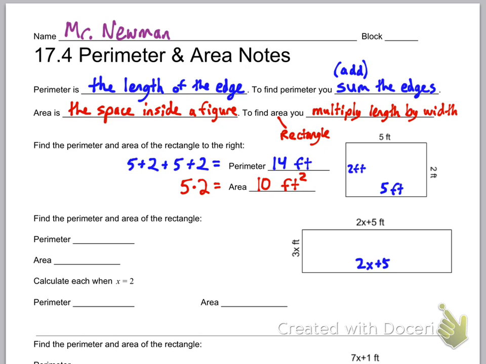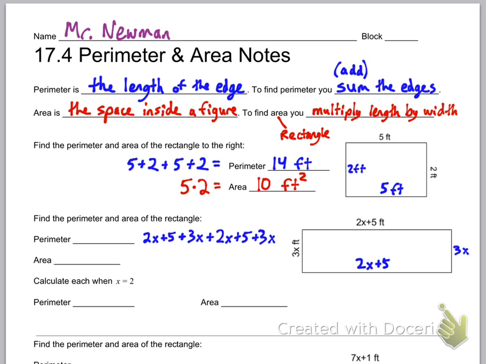All right, right here, the perimeter and area of the rectangle, I know I can write the bottom as 2x plus 5 feet, and the right as 3x feet, so when I add the perimeter, I'm gonna add all of these things up. 2x plus 5, plus 3x, plus 2x plus 5, plus 3x.